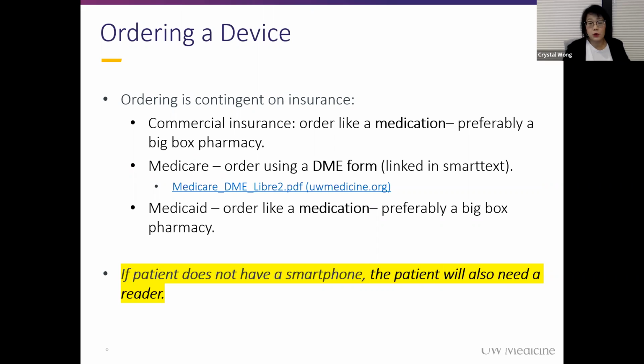As I mentioned, the sensors last 14 days each, so 2 would be a month supply. If you have a patient who wants to do this long term, you could send them a 90-day supply and send them 6.